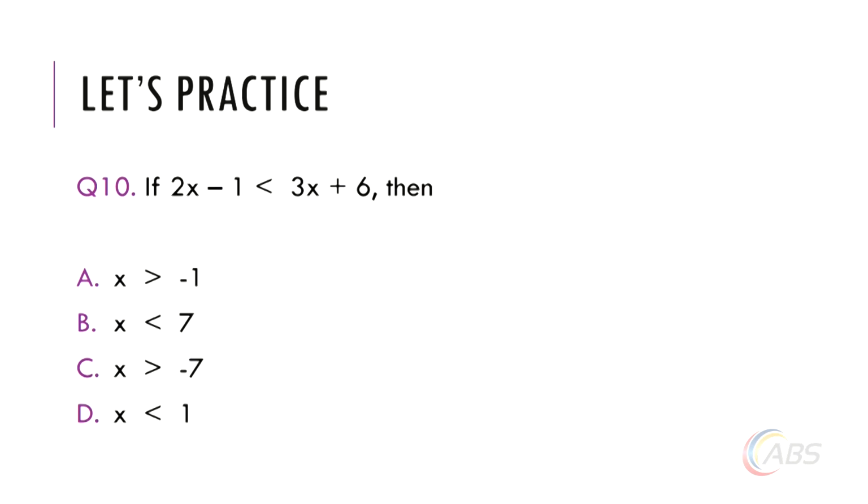Okay, question 10. If 2x minus 1 is less than 3x plus 6, then x is what? So this is similar to the equations, except this is called an inequality because of that sign there. But it works the same way. So let me just rewrite the inequality. 2x minus 1 is less than 3x plus 6.